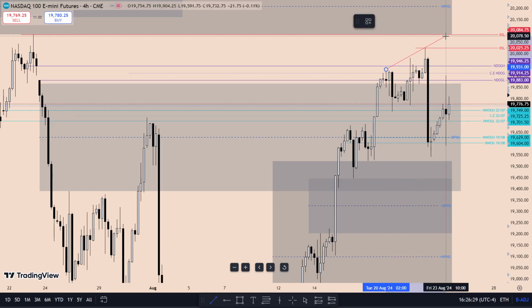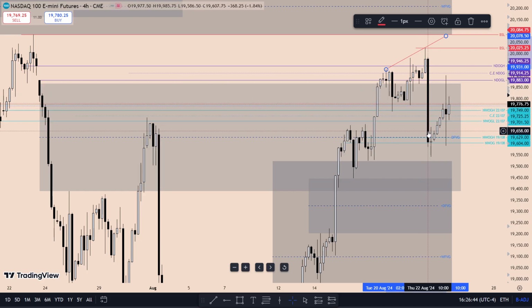indicates to me we've had 3 drives higher, and then we've broke down aggressively with displacement on 4-hour, closing below this low and this low, leaving behind a strong FVG here. So that's 3 drives higher, breakdown, FVG. So going into next week, I would expect price to continue falling from this FVG.